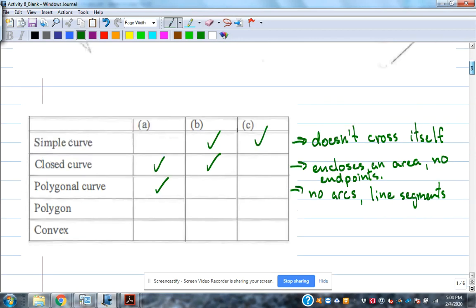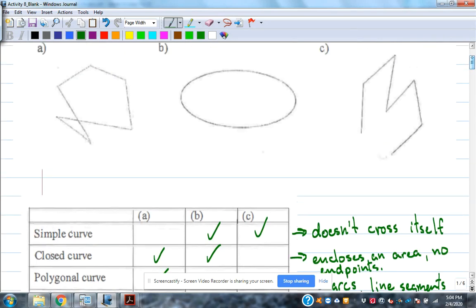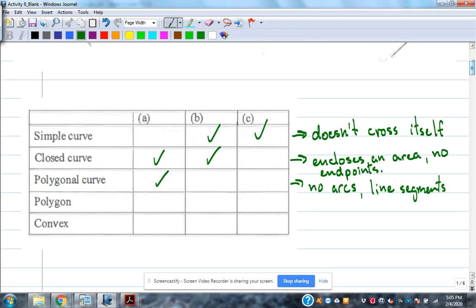And well, is C polygonal? It's made up of segments, but does it enclose an area? No, so it's not closed, so that's why it's not polygonal. Yes, polygonal is a special closed curve. Okay, a polygonal curve has got to be closed. So if you're going to be a polygonal, you got to be closed. And then which ones of those make up a polygon? Well, A, because it has a polygonal curve, right? And then so closed figure.